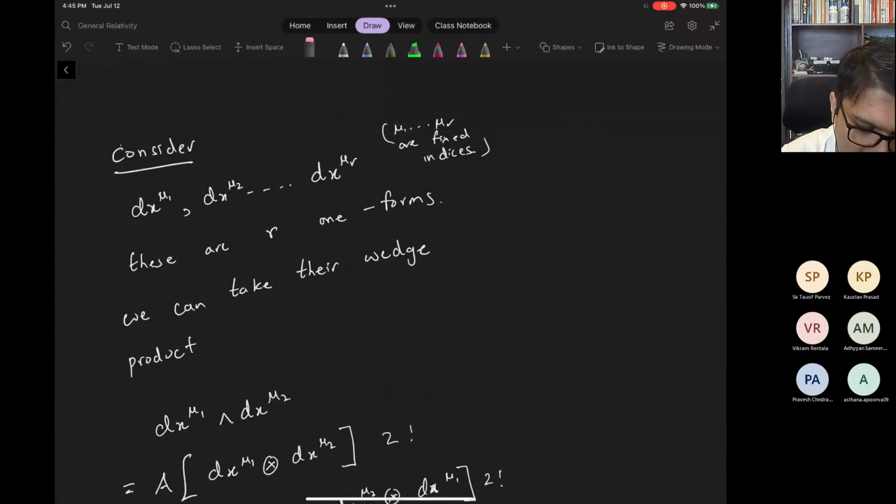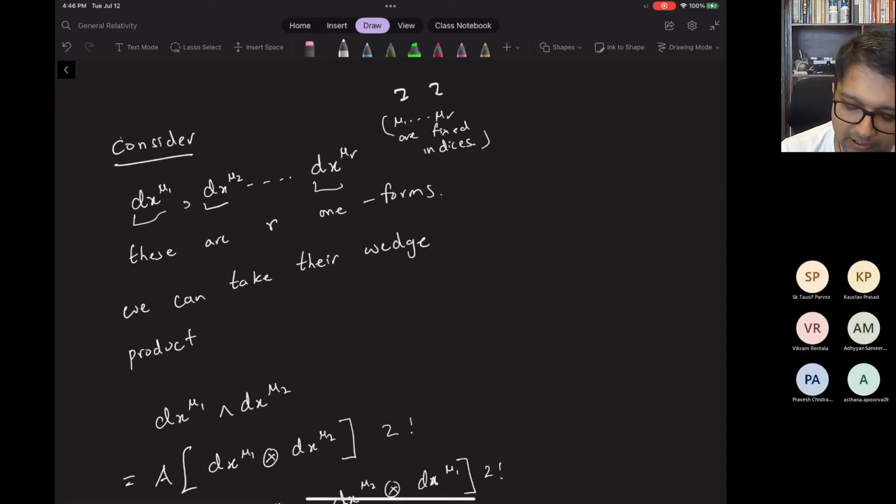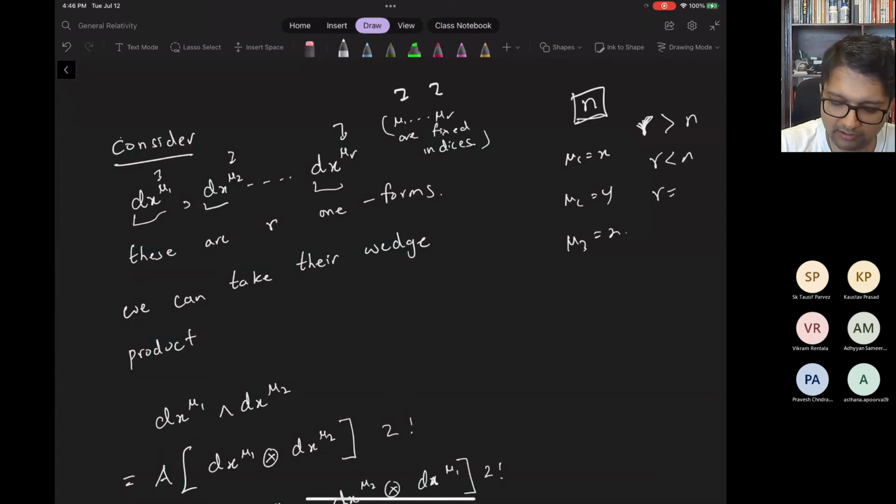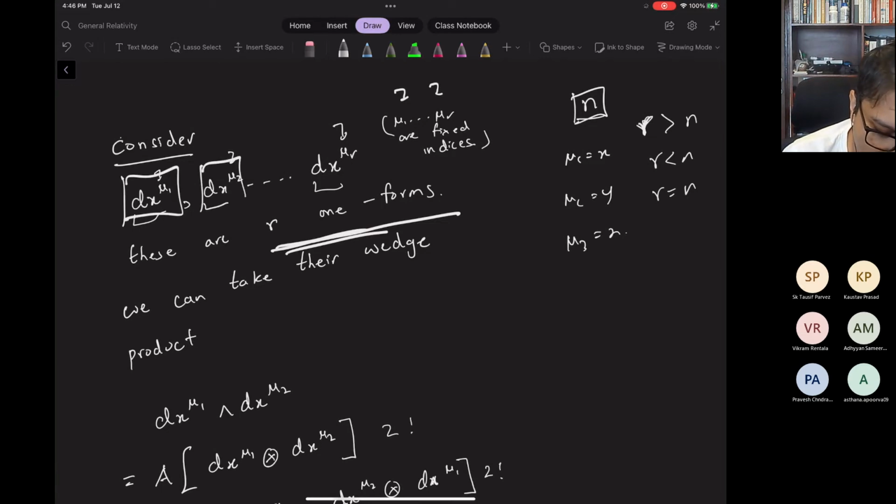So let's consider a basis of dual vectors. Let's consider many dual vectors of the form dx mu1, dx mu2, up to dx mu r. So this is the basis of dual vectors in a particular coordinate system, where mu1 through mu r are fixed indices. These can be repeated. For example, if I'm in x, y, z, mu1 could be x, mu2 could be y, but mu3 could again be x. So this is just some choice of mu1, mu2, and mu r. R is not necessarily the number of dimensions of the space. The number of dimensions of the space we will denote as n. In general, R can be greater than n, R can be less than n, R can be equal to n. All these possibilities are allowed. So these are R different one forms. Why? Because firstly, they're dual vectors. All dual vectors are automatically anti-symmetric, and therefore they are one forms.